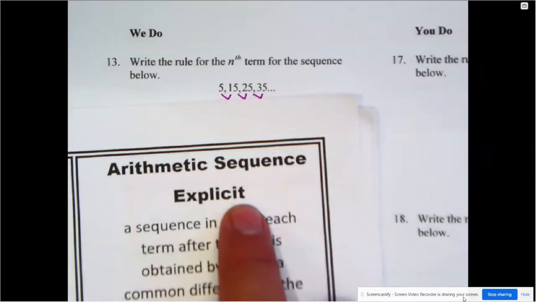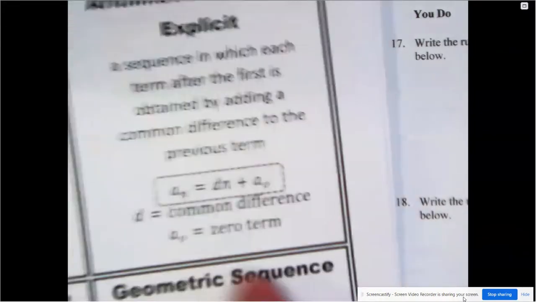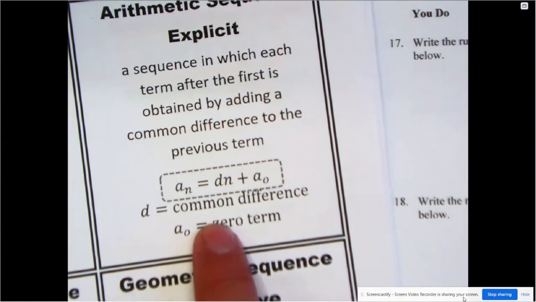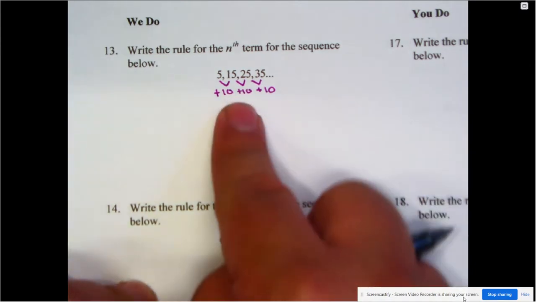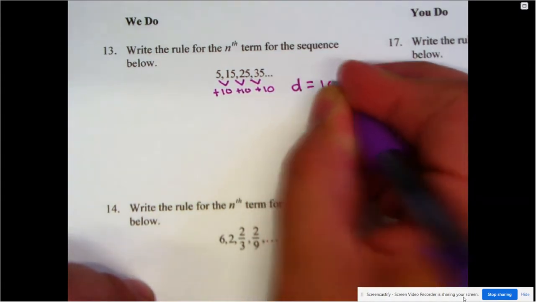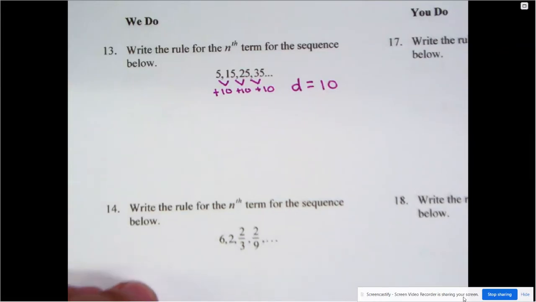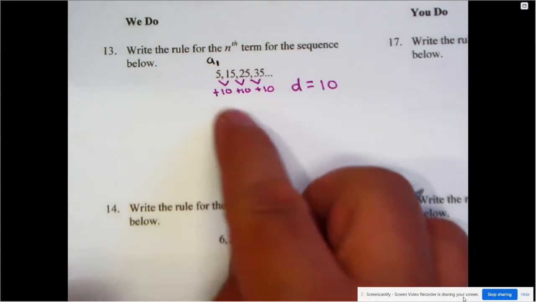So if we're doing an arithmetic sequence and it's explicit, notice the two things you need. You need the common difference and you need the very first term. Well, this is the common difference. The letter d for common difference would be the 10. They did say that we need the zero term, not the first term. Now, notice, this is where this one got a little bit interesting. This is a sub 1 right here. Your 5 is your a sub 1.